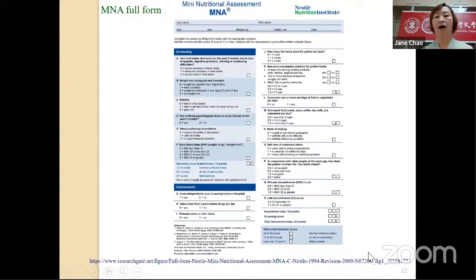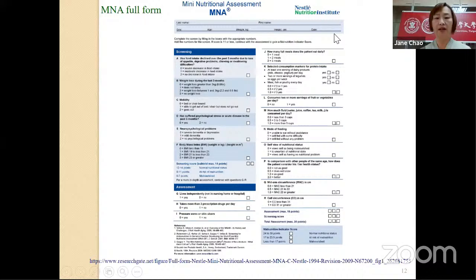MNA questionnaire. You can see in the upper right corner, Nestlé. Because it was developed in France, and the copyrights belong to Nestlé. The company translated the original MNA into different languages so it can be used almost all over the world. That's the reason why MNA is so popular right now for nutritional assessment, not only for the elderly, but also for other populations.